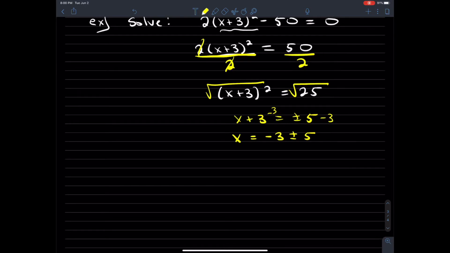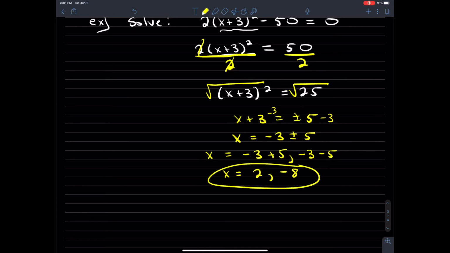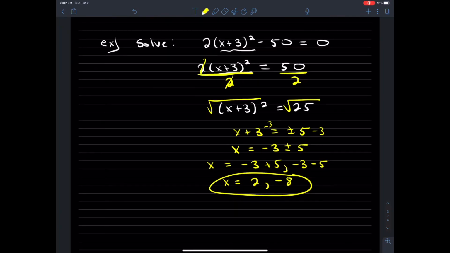Now, usually I stop there, but if we break this down to 2 solutions, minus 3 plus 5 is one solution, and minus 3 minus 5 is the other, we're able to go further with this. So x is equal to 2 and negative 8. So that's how you extract the root.